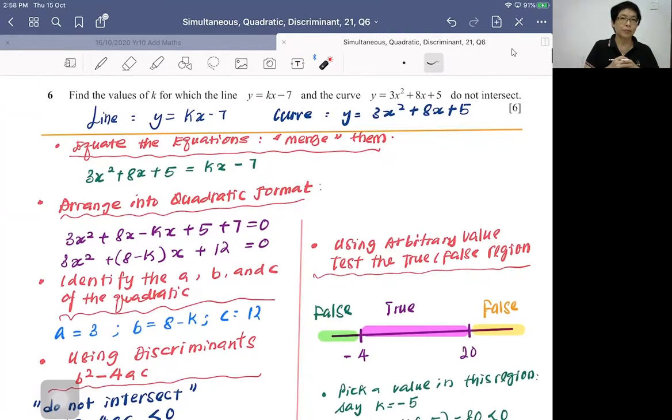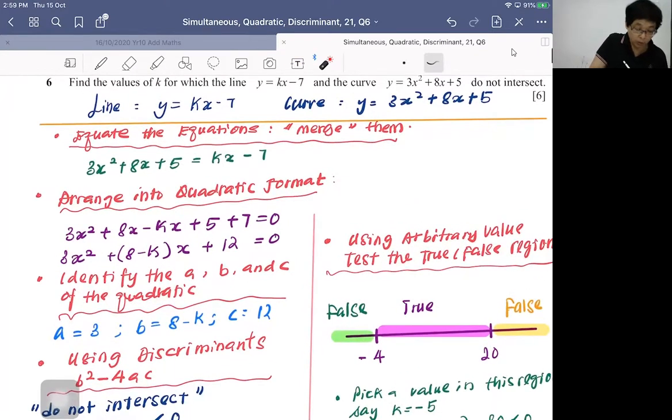Why? Yeah, you got that, because we eventually need to use discriminant. And to use discriminant, we need to know the value of A, value of B and C, because discriminant calls for B squared minus 4AC. That's why, first and foremost, we are paving the way for discriminant. Therefore, we arrange this merged simultaneous equation into a quadratic format. Then you do all those things.